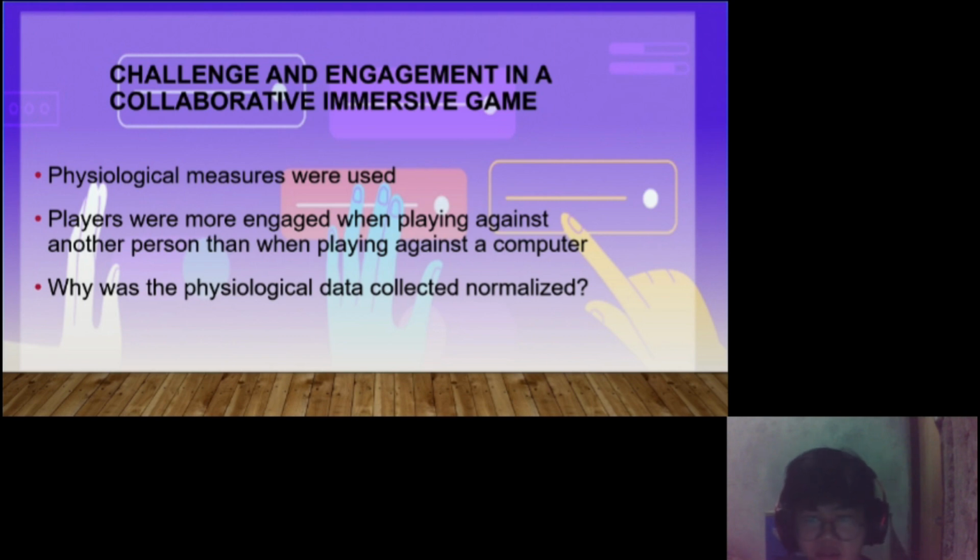Physiological measures were used. This could be anything such as heart rate, skin conductance, skin temperature, cortisol level, palmar sweat, and eye tracking. Players were more engaged when playing against another person than when playing against a computer. Why was the physiological data collected normalized?